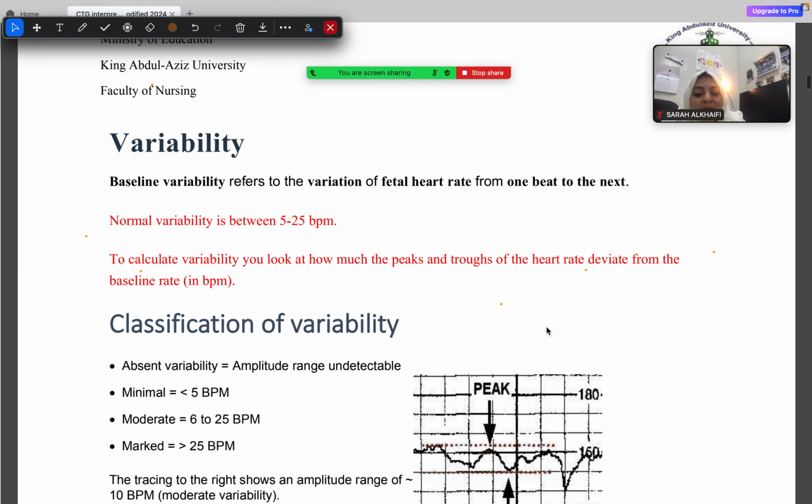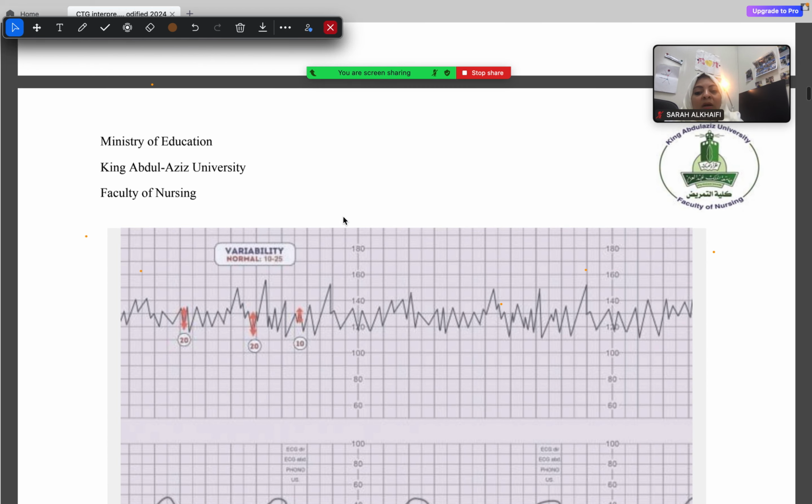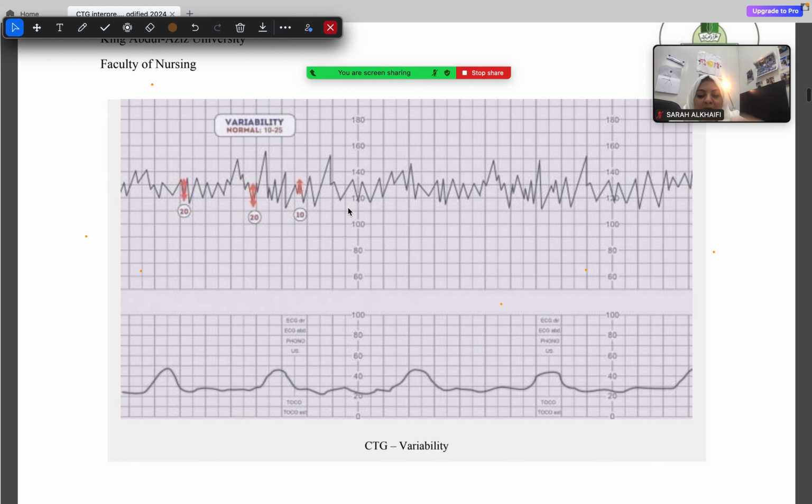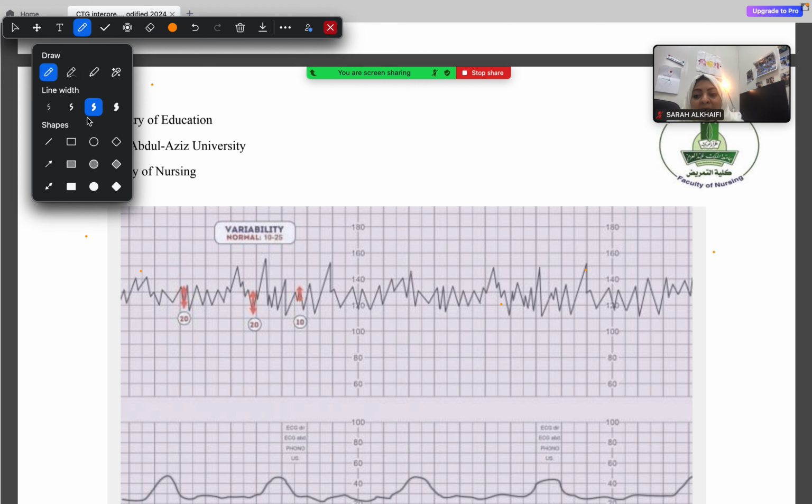Sometimes the baby might be just asleep. You just need to wake up the baby, change the maternal position, give her water to drink if that is allowed, cold water. It might stimulate the baby and change the variability a little bit. And with the acceleration, we're going to talk about acceleration later as well. Like here, this is a moderate variability.